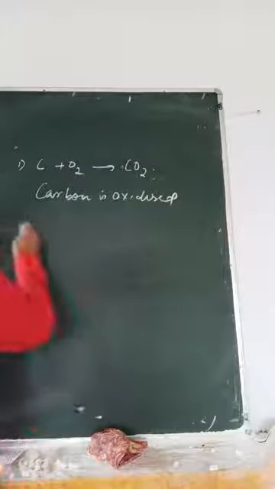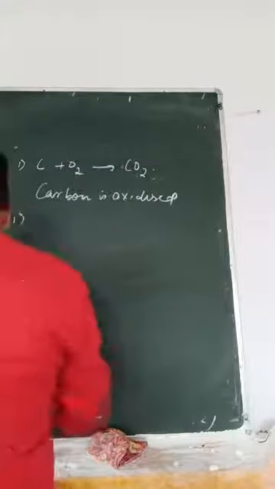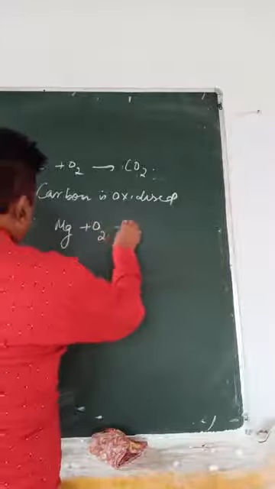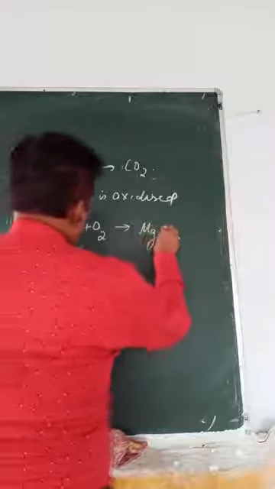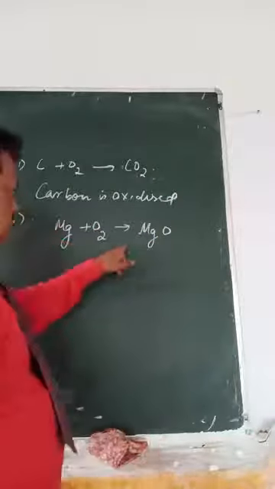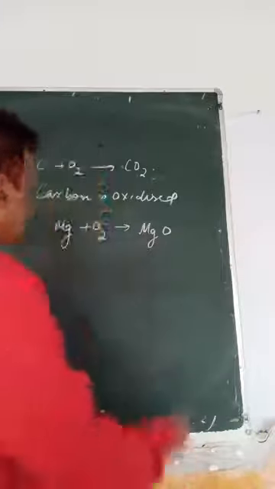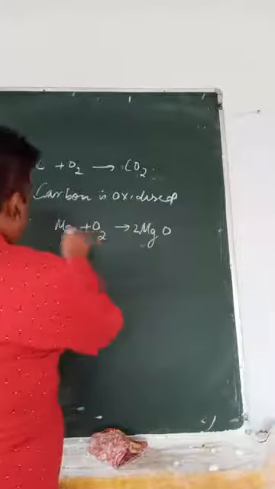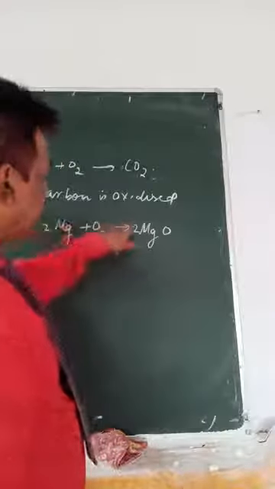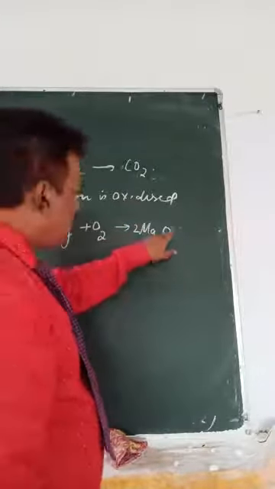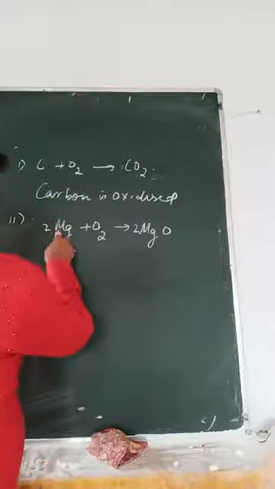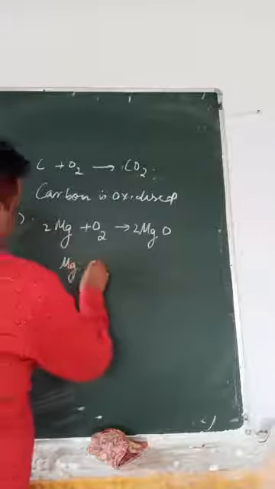Similarly, if I take one more example, magnesium plus oxygen gives magnesium oxide. If you want to balance it, this will be 2 here, this will be 2 here. So what you see, magnesium becomes magnesium oxide, which means oxygen is added to magnesium. So you can say this magnesium is oxidized.